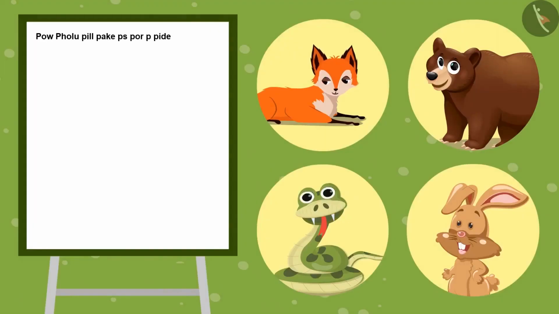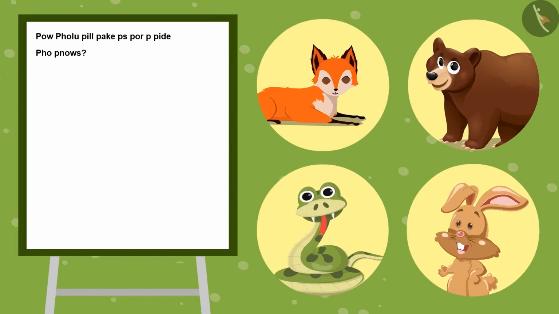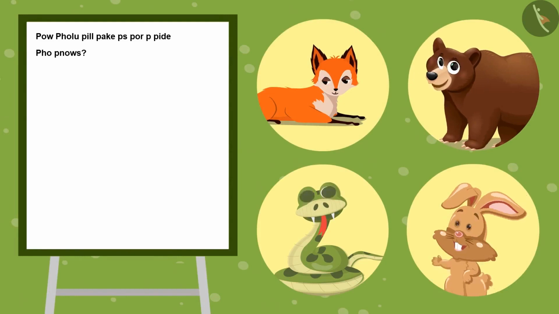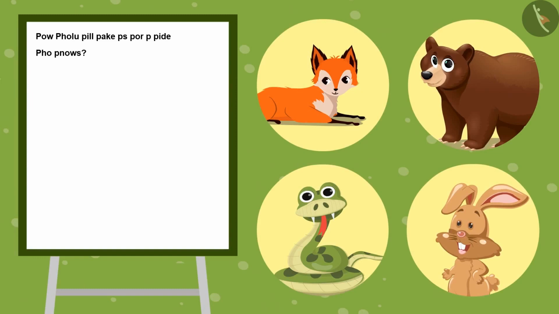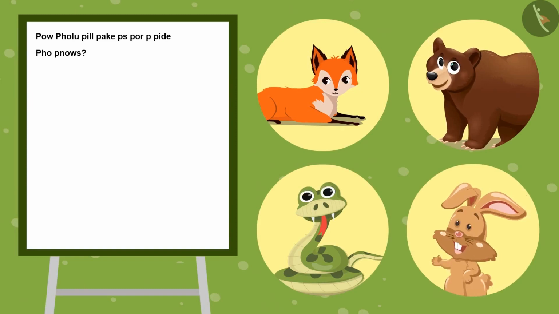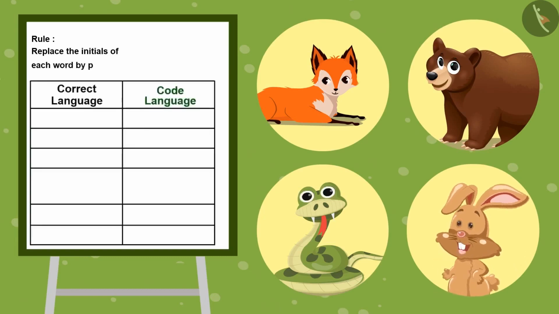Paw follow pill pig, passport pee pipe, poop nose. What are these two talking about? I couldn't even understand a single word. Ha ha! They are talking about you in code language. Huh, I have never heard this language. They have created this language on their own. And the rule of this language is to replace the initials of each word by P.